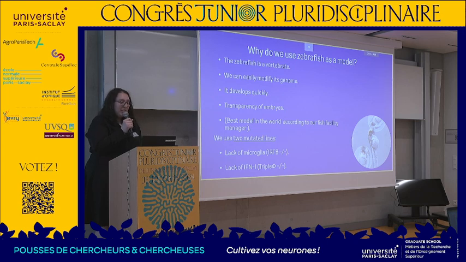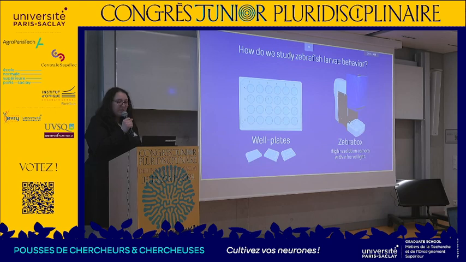For my project, we're using 2 types of mutated lines of zebrafish. So the first one doesn't have microglia, and the second one doesn't have type 1 EFN, which allows us to study the impact of these 2 on the brain development and on the behavior on 3 stages of zebrafish: larvae, juvenile, and adults.